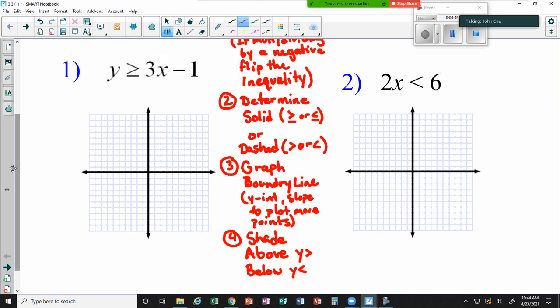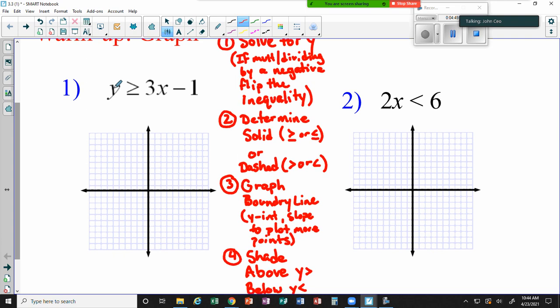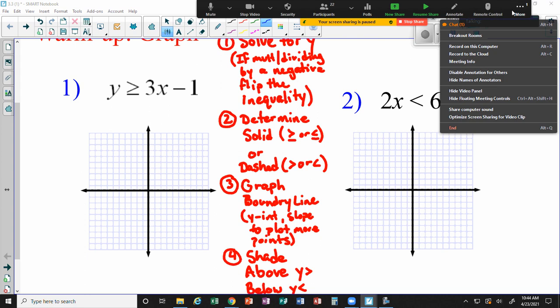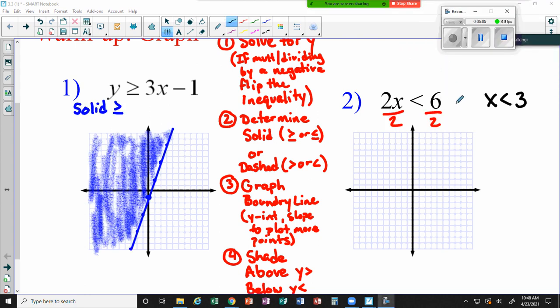Alright, so let's go ahead and graph these. So step 1, solve for y. Well, already done. Step 2, solid or dashed. We divided to solve for the one variable we do have, so I divided by 2, so x is less than 3. Okay? So now, what kind of line?